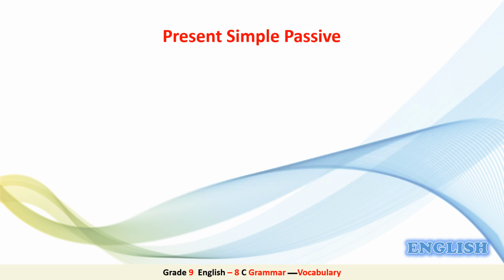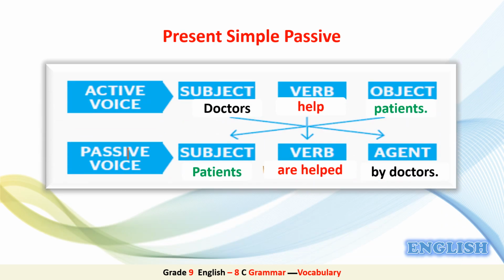Now another example about present simple passive. Let's see. Doctors help patients. Subject, verb, object. Patients, the object. As the tense is present simple, we use are because patients is a plural noun, followed by helped, the past participle of the verb, by doctors. Patients are helped by doctors.